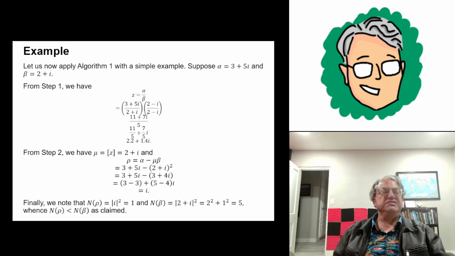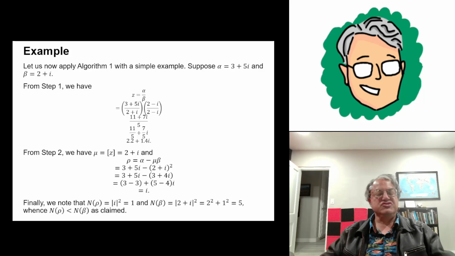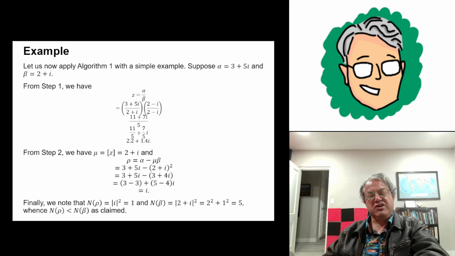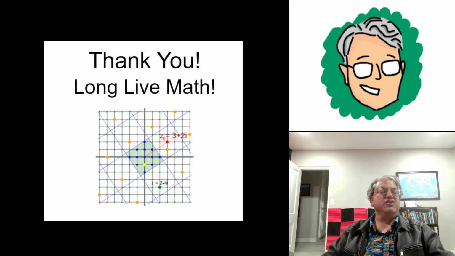And I think it's pretty easy to see that the norm of i is 1. And the norm of beta was 5: 2 squared plus 1 squared equals 5. So indeed, the norm of rho is less than the norm of beta. So this algorithm worked. It gave us the right quotient and remainder, and we know it's unique by the proposition. So anyway, that completes my video for tonight on the division algorithm, and in particular how to apply it to Gaussian integers. So thank you for watching.